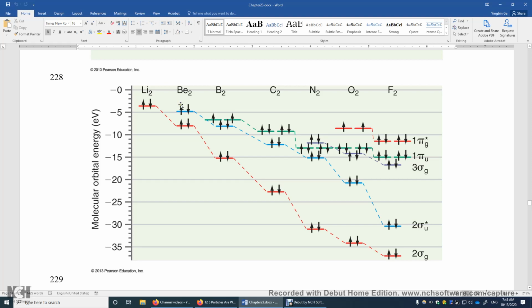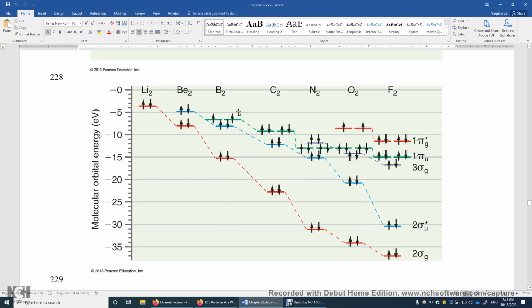So really, if you just need to analyze the bond order, you can ignore those 2 sigma g and 2 sigma u star, starting from beryllium 2, because these two orbitals cancel. Sigma g and sigma u star cancel, sigma g and sigma u star cancel, sigma g and sigma u star cancel.